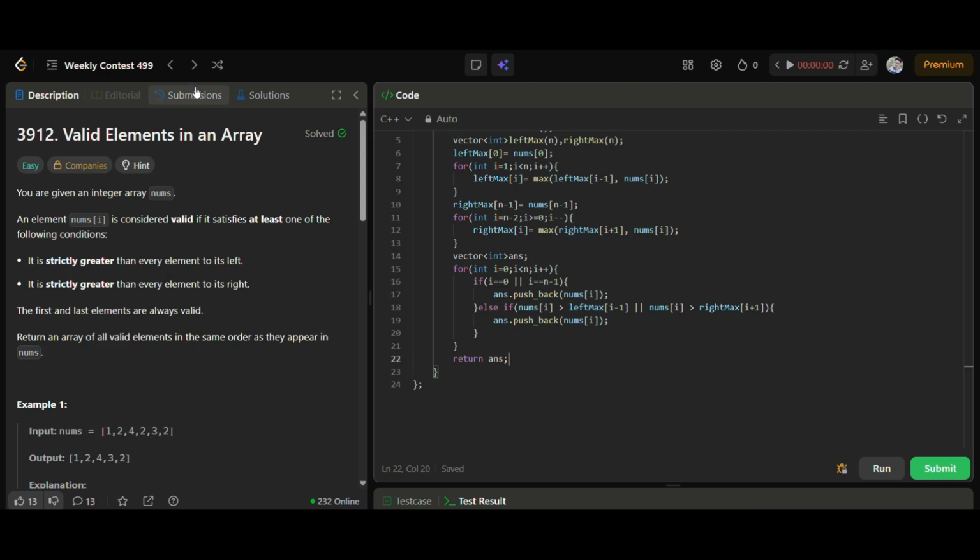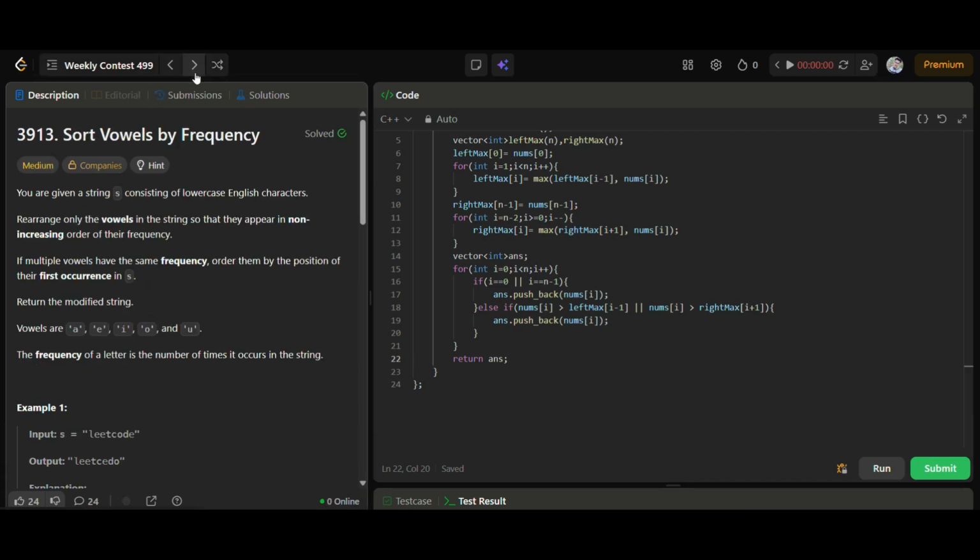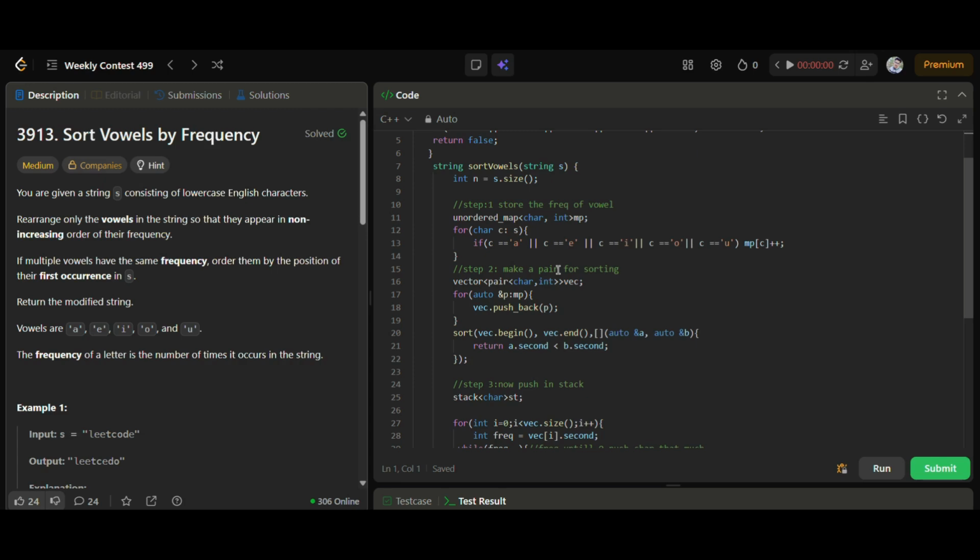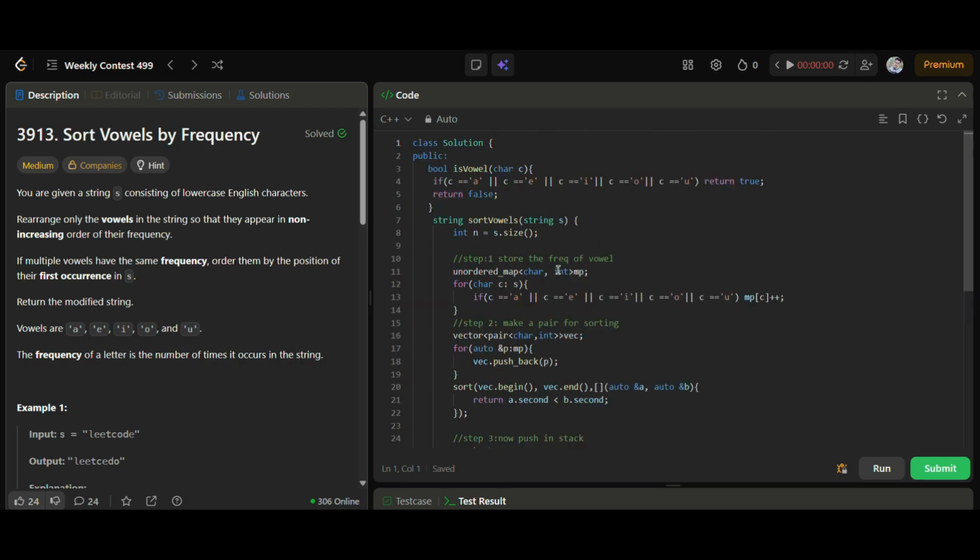Then what is the second question? Second question, sort vowels by frequency. You are given a string consisting of lowercase English characters. Rearrange only the vowels in the string so that they appear in non-increasing order of their frequency. Non-increasing order means decreasing order.